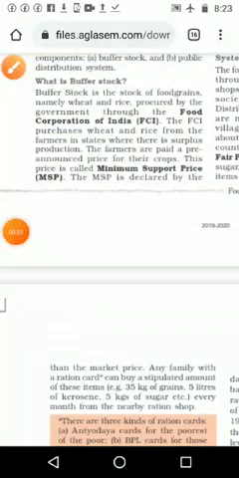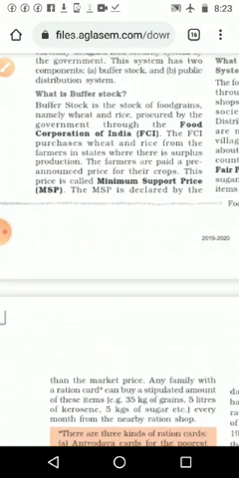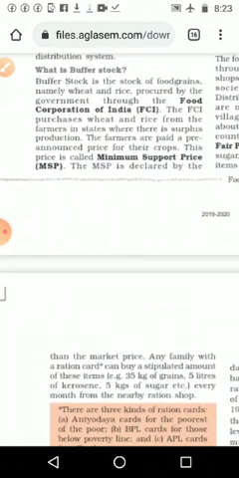What is buffer stock? Buffer stock is the stock of food grains, namely wheat and rice, produced by the government through the Food Corporation of India. What is the short form? FCI.